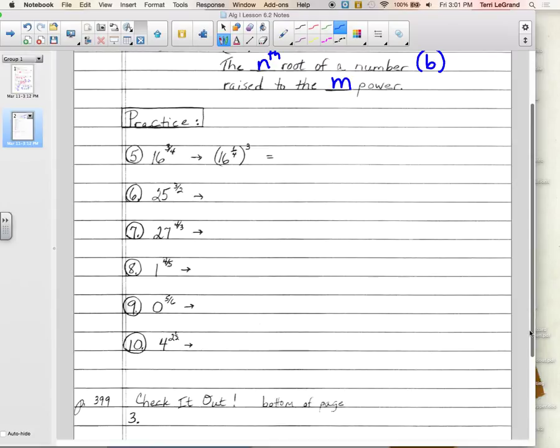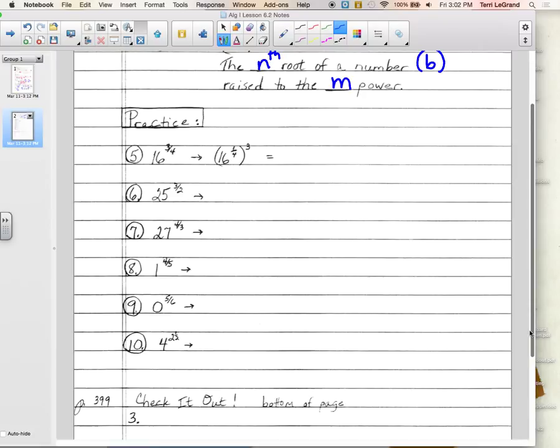So number 5, 16 to the 3/4 power. Look at how I said we could rename that as a power. How did I get from 16 to the 3/4 power to 16 to the 1/4 power raised to the 3rd power? Where did the numerator go? To the outside, to the power on the outside. And what did that numerator get replaced with? A 1. Is 1/4 times 3 equal to 3/4?